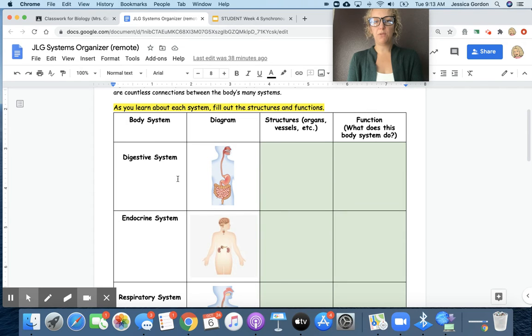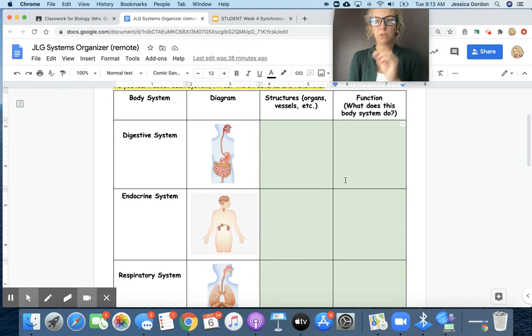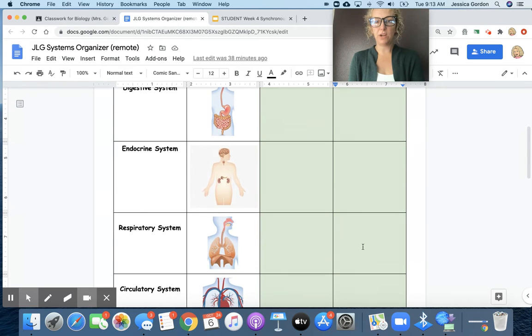So for example, if we're learning about the digestive system here in this green box, you would type the structures of the digestive system. So the names of the organs, vessels, etc. Over here, you would type what is the function of that system. So if we're talking about the digestive system, you would type here, the function of the digestive system is to break down food into molecules that our body can use. So essentially, you want to come up with a short, concise function statement for each of these.